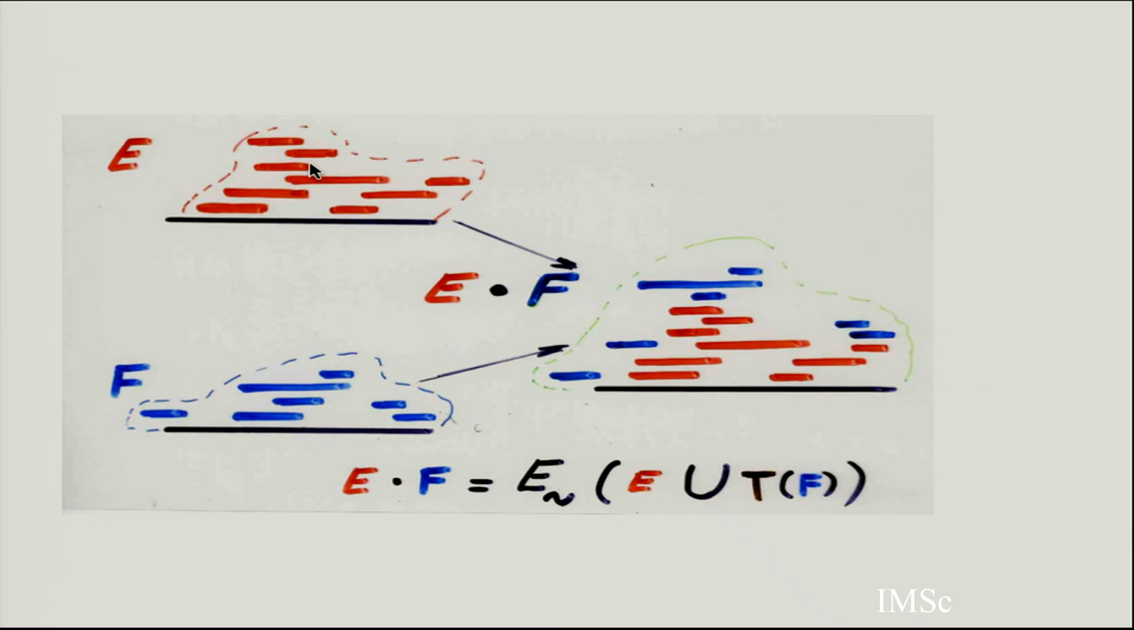So we have a heap E, a heap F. The product of the two is: you take the heap E, and T of F is a translation. You translate F high above the red one, at a very high level. Then you take the union of the two, which is a pre-heap. And then you take the unique heap in the equivalence class. And no, it's not commutative.